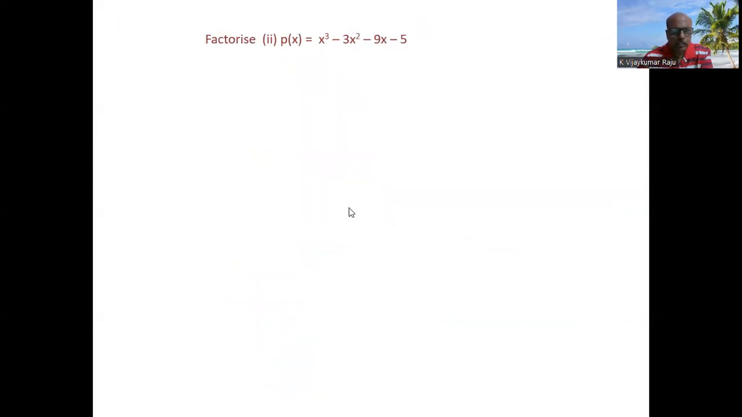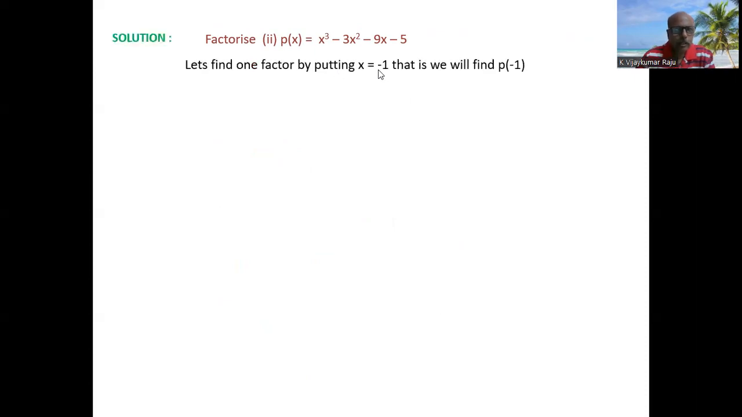Now let's try the second one. This is the second one: x raised to 3 minus 3x square minus 9x minus 5. Now put x is equal to minus 1, because you see you are having all signs negative. If you take a negative sign, this will become positive, this will be negative, positive. So that's why you will have to decide whether to take plus 1 or minus 1.